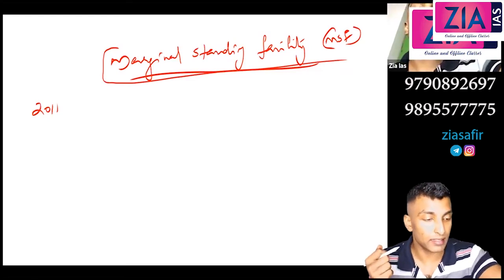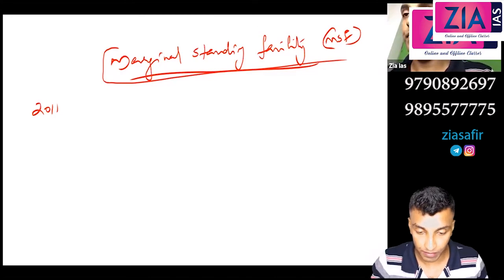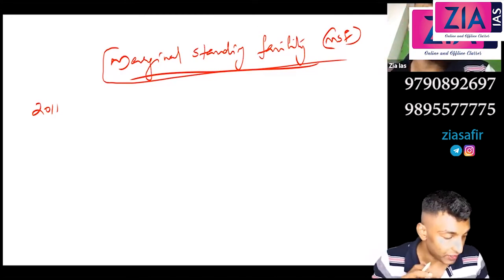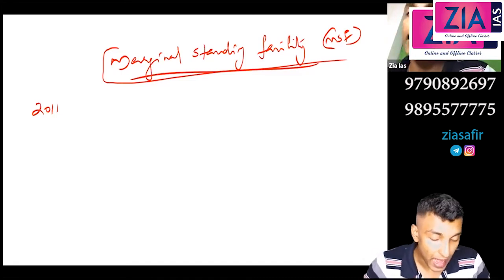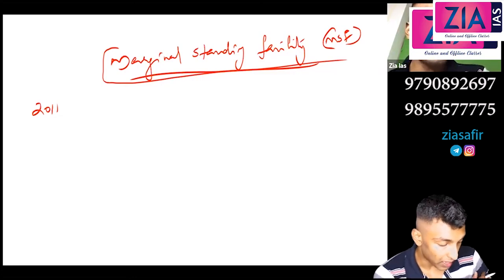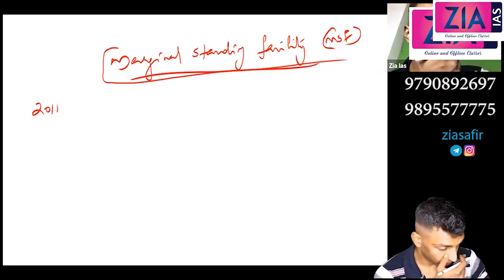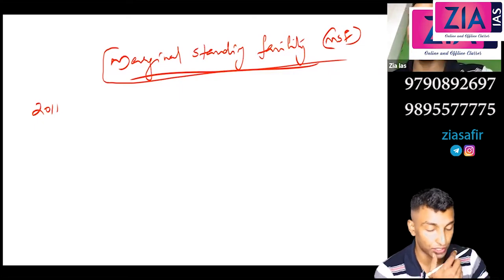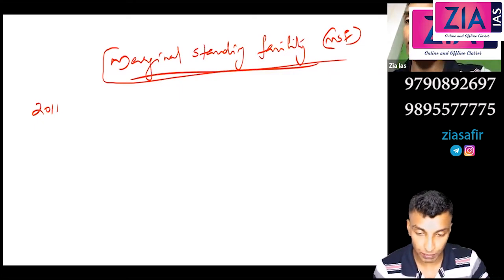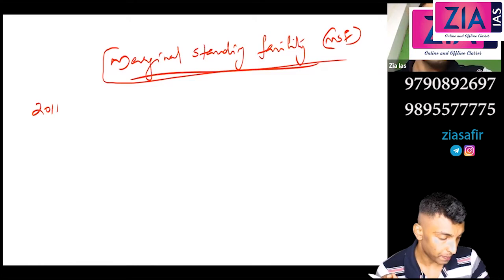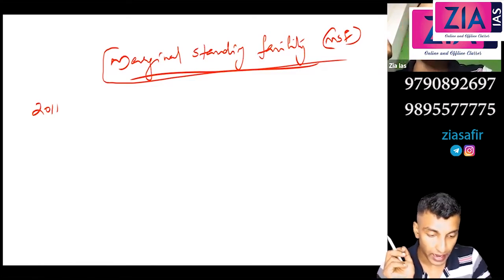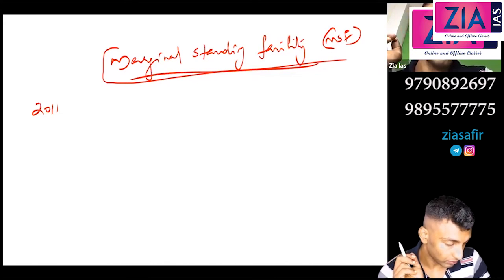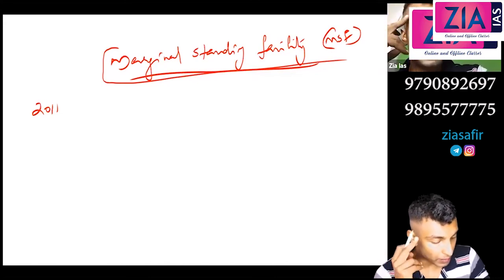Interest is on a daily basis. Okay, its definition I'll tell you. Under MSF, you can write a definition. Under MSF, banks can borrow from RBI up to a certain percentage, currently 2% of their NDTL, on an overnight basis.